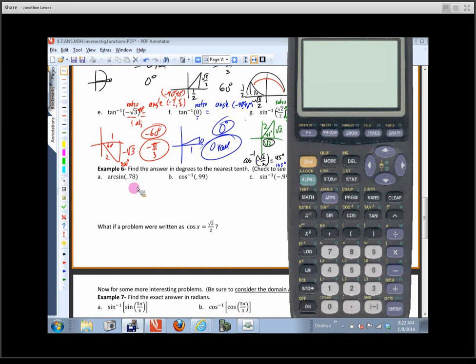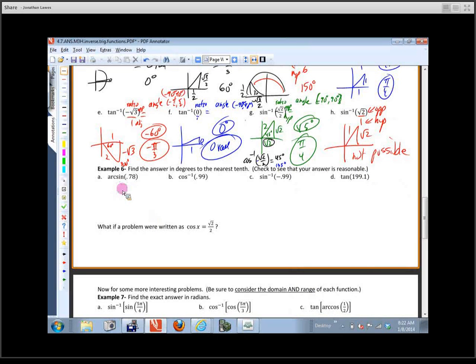So this says arc sine of 0.78. Stop and think about this for just a second. This is an inverse sine function. This is still a ratio. How can I make it look like a ratio? It doesn't look like a ratio right now. Put it over 1. Now, again, the answer that comes out is going to be an angle between negative 90 and 90. It's positive. If you want a positive opposite side, what quadrant is the answer going to be in? It's going to be in quadrant 1.